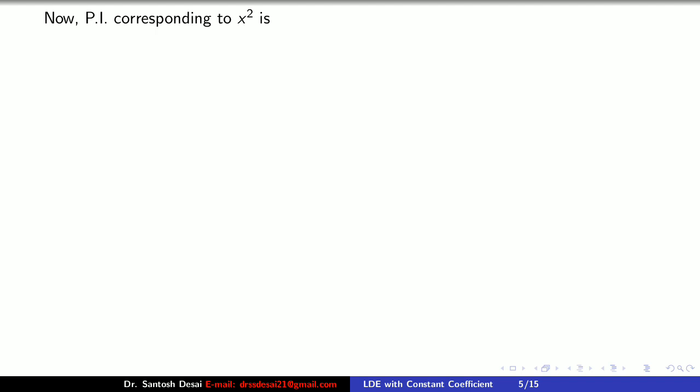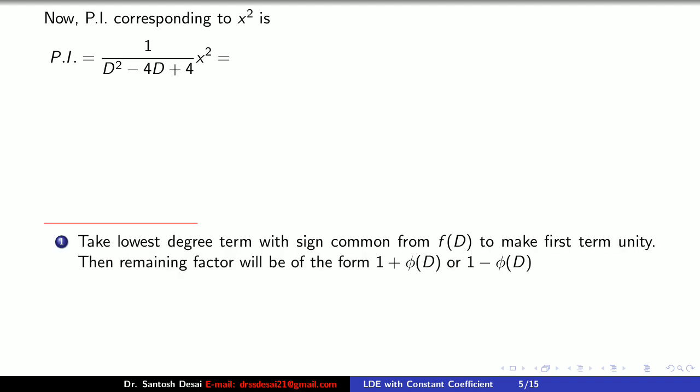Now consider the PI corresponding to x square. As we know, PI is equal to 1 upon (D square minus 4D plus 4) operated on x square. This is our regular formula. Now our first step is to take the lowest degree term with sign common from f of D to make the first term unity. So here the lowest degree term is 4, its sign is plus. That means you have to take 4 common from the denominator. So just write 4 first. It is taken common, so therefore the first term will be unity.